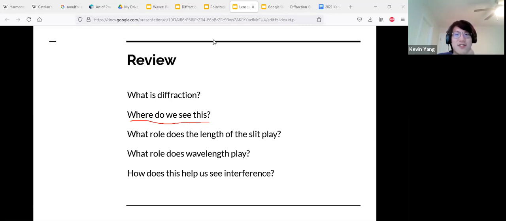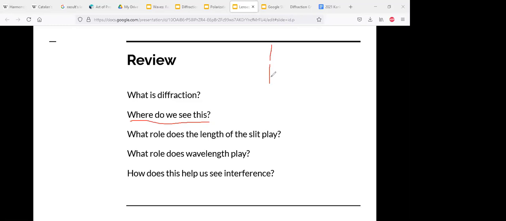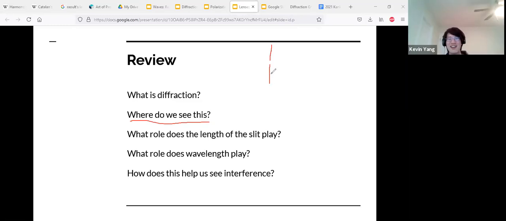I wouldn't say that we would see diffraction in water. Real life, you can hear sound around the corner. Yeah, hearing the sound around the corner is a perfect example of how we know that diffraction exists, because we can hear sounds going around corners, right?